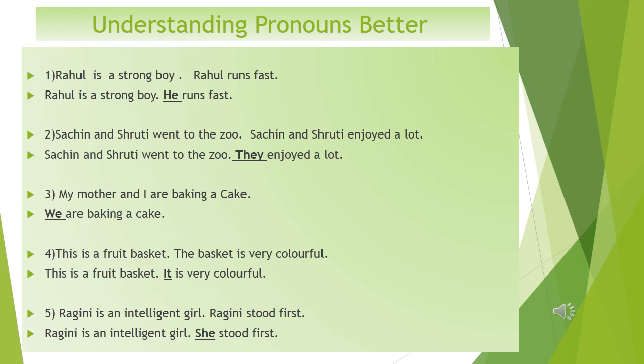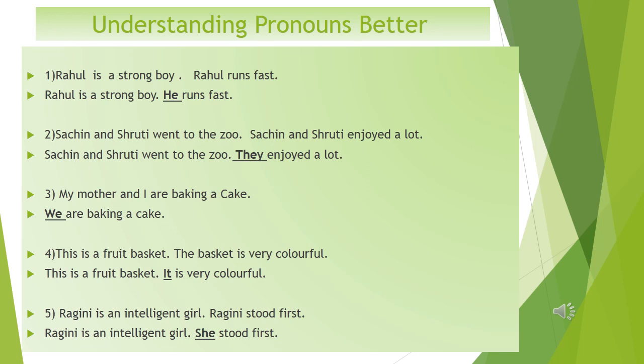Replace Sachin and Shruti with they. Instead of repeating Sachin and Shruti, you can write down they enjoyed a lot. And why are we using the pronoun they? Because we are talking of two children, more than one, and we are talking of somebody else. We are talking of somebody else. And they are more than one in number.